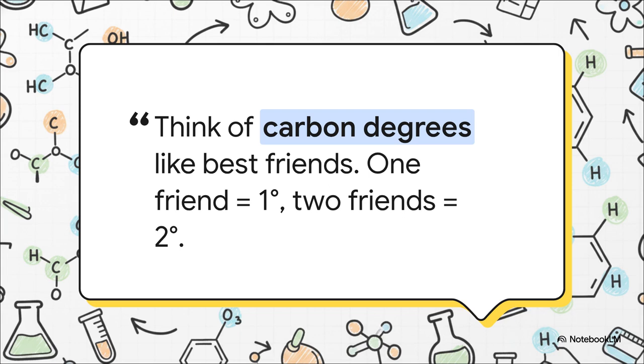And speaking of counting, I absolutely love this analogy for understanding the degree of a carbon atom. Think of carbon degrees like best friends. If a carbon is directly attached to only one other carbon, it has one best friend, say mummy, so it's a 1 degree or primary carbon. If it's attached directly to 2 other carbons, well, it has 2 best friends, mummy and papa, making it a 2 degree or secondary carbon. The degree is literally just a count of direct carbon-to-carbon friendships.